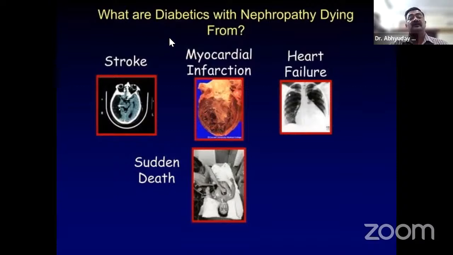As I said, diabetic nephropathy is associated with a lot of complications. Here you can see our diabetic patients with nephropathy. They die not from the renal disease, they die because of stroke, myocardial infarction, heart failure, and sudden death. That's why treating nephropathy is not only important to save the kidneys, but to save the patient's life and reduce morbidities due to these complications also.